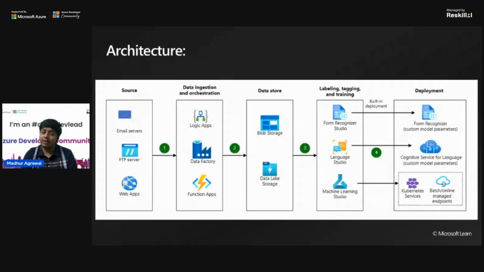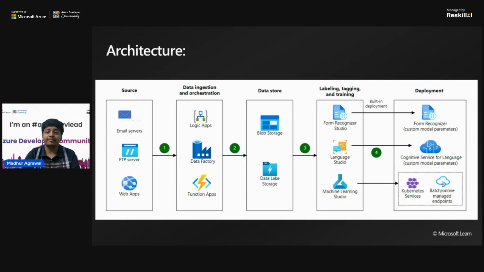So basically what we are doing is taking the source data, bringing it into our systems, and orchestrating and pre-processing the data. Let us say we have PDFs, then we are pre-processing these PDFs, then storing them in one of the available storage options, that is blob and lake storage. Then labeling, tagging and training is also an important task for getting those documents ready, and that can be done by the three services available in the AI studio. One is Form Recognizer Studio, the second is Language Studio, and the third is ML Studio. Then it is deployed with the help of Form Recognizer and the cognitive services of Azure ML.